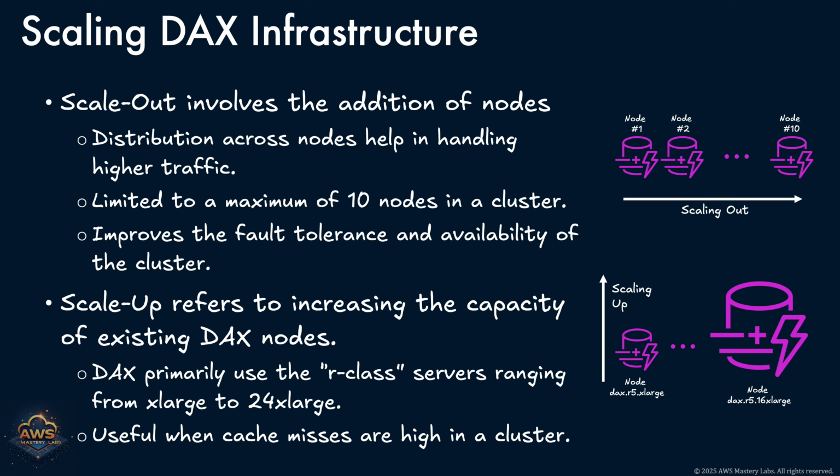Despite the flexibility of both scaling methods, there are practical limits to how much a DAX cluster can scale. If an application requires caching beyond DAX's scaling capabilities, alternative solutions such as Amazon Elasticache may be considered. Moreover, cost implications should be carefully evaluated. Scaling up increases per-node costs, while scaling out increases the total cluster cost.